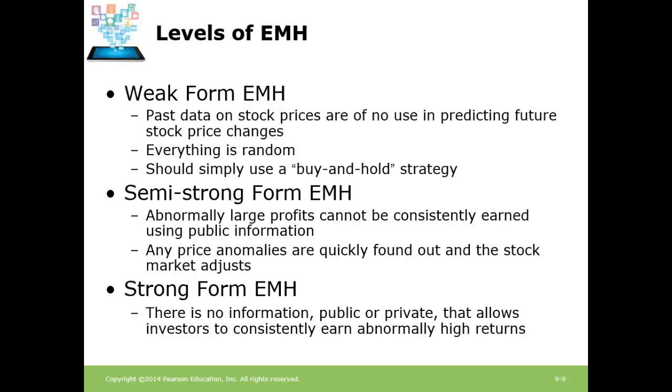The weak form is probably the one that most people could buy into, because it's basically saying that you can't use past data on stock prices to create future predictors of stock price. So this is basically saying that technical analysis doesn't work. You can't use charts or past stock price points as a sign for the future stock price. You can't look at a chart and say, by the looks of this chart, the stock price is going up. And most people agree with that.